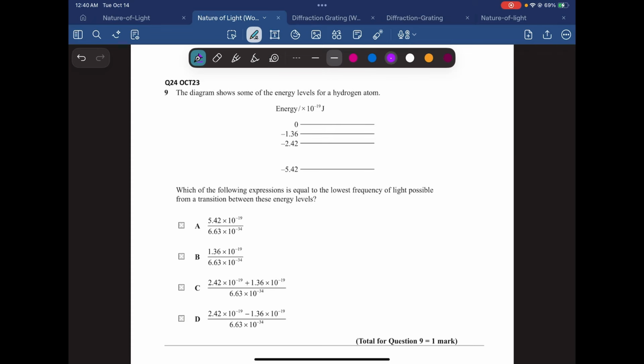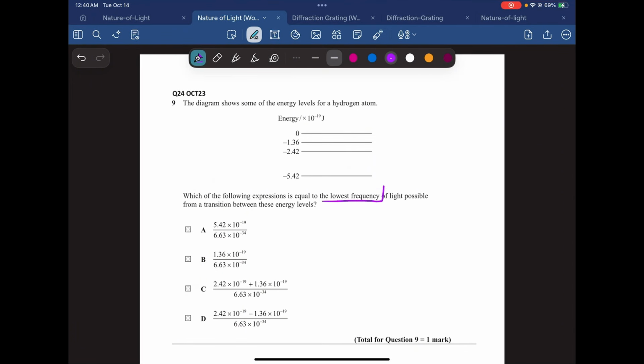It says the diagram shows some of the energy levels for a hydrogen atom. Which of the following expressions is equal to the lowest frequency of light possible from a transition between these energy levels? So right here, the lowest frequency is basically required. We know there is a formula, E equals hf, and right here we need the lowest frequency.